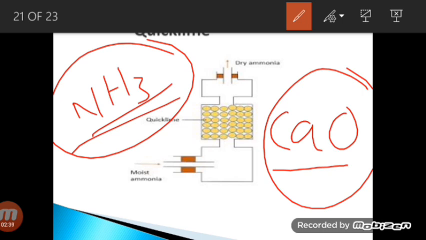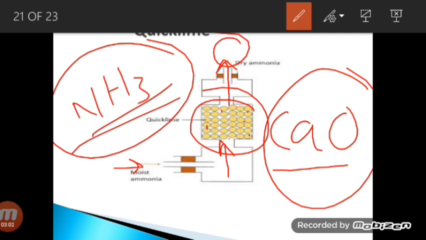For that, what are we going to do in this setup? Again, you can see there are two delivery tubes. One is this one, from where the sample or the moist ammonia will be inserted. It will go up, and here we have calcium oxide or quicklime. These are the bubbles of it. And then after passing through this, the dry ammonia will be collected at the other end of the apparatus.